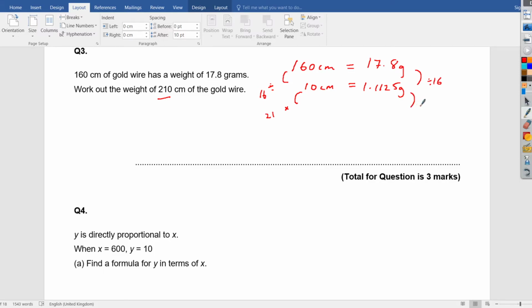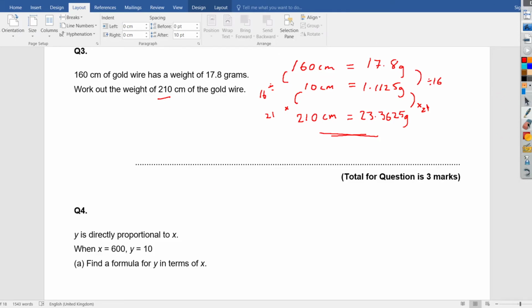Now I want 210, so I must multiply now 10 by 21. If I do that to one side, I must do it to the other side. 21. So 21 times 1 is 21. Put the 0 at the end. That gives me 210 centimeters, which will have a weight of, again, put it in your calculator, multiply the answer both by 21, and you get a total weight of 23.3625 grams. Okay, let's scroll down.